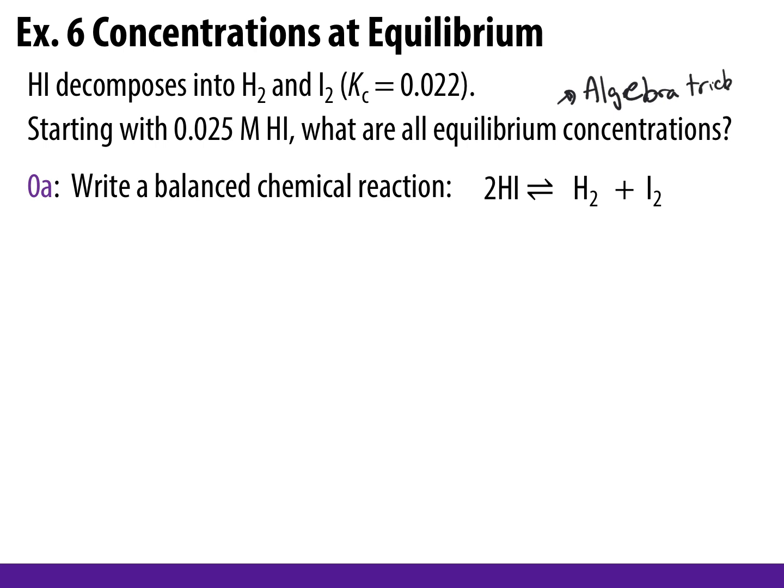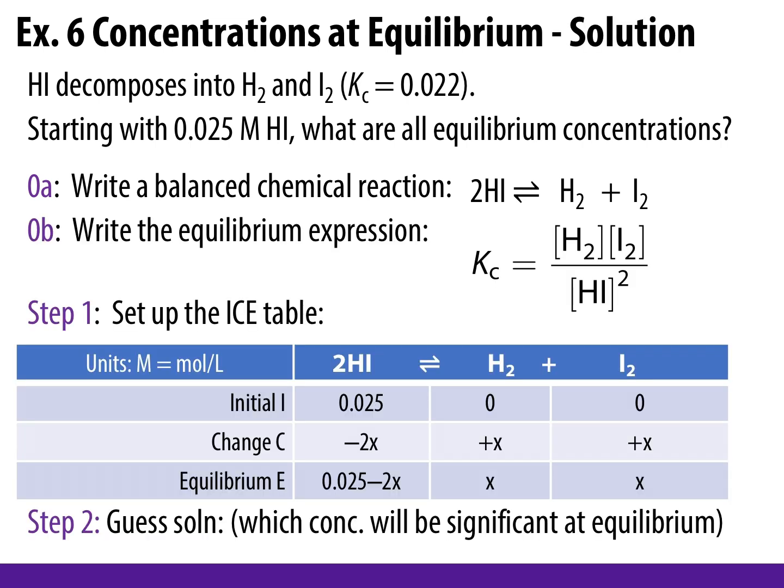So even though you could use some of your other methods like quadratic or solver, in this case, if you look at the form of the K equals Q expression, there is an algebra trick that you could apply as well. Okay, so when you solve this one, the equilibrium expression, products over reactants, looks like this.